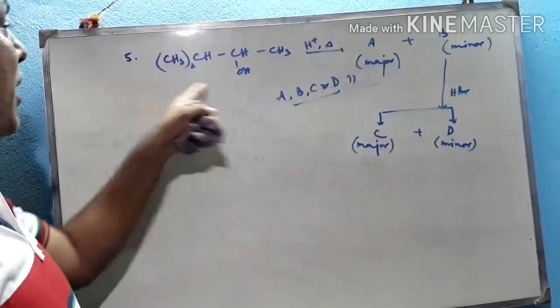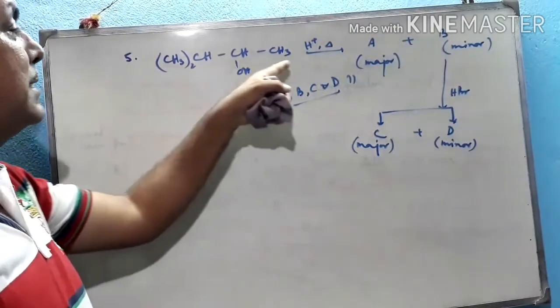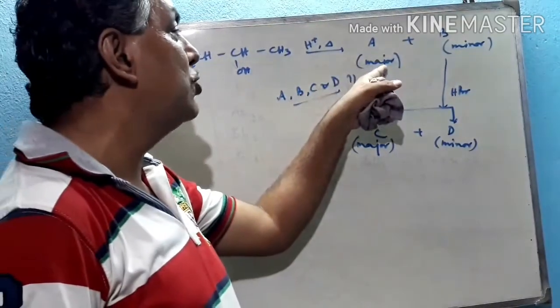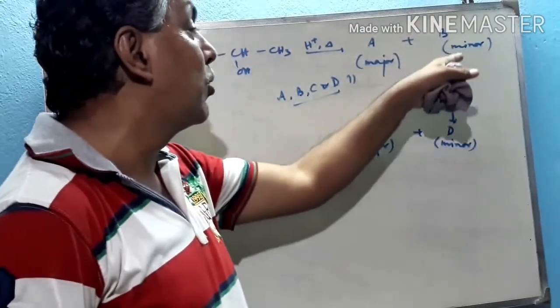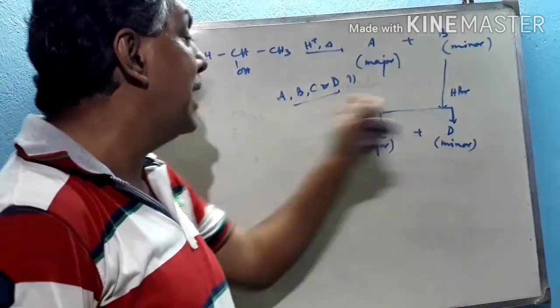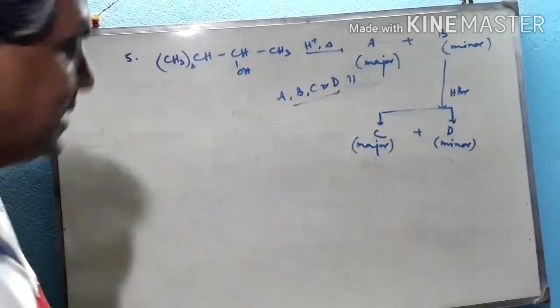Question 5 is this compound. That means (CH3)2CH-CHOH-CH3 is treated with H plus. On heating it produces two compounds. One is the major, A, and the other is the minor, B. Now B, the minor product, when treated with HBr, again gives two different products, C and D, of which C is the major and D is the minor. We have to identify A, B, C and D.